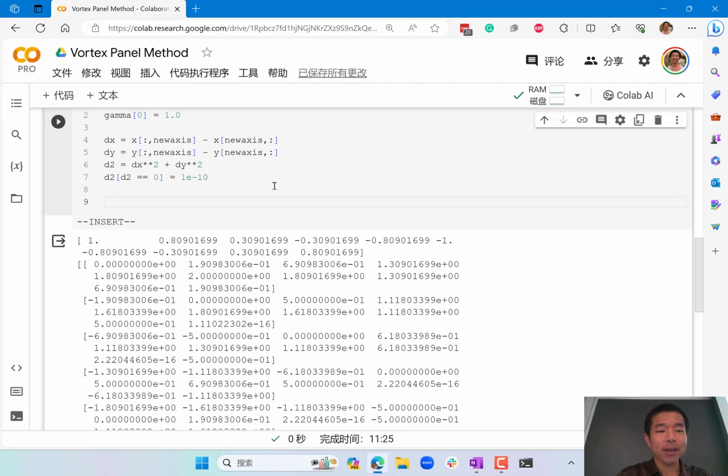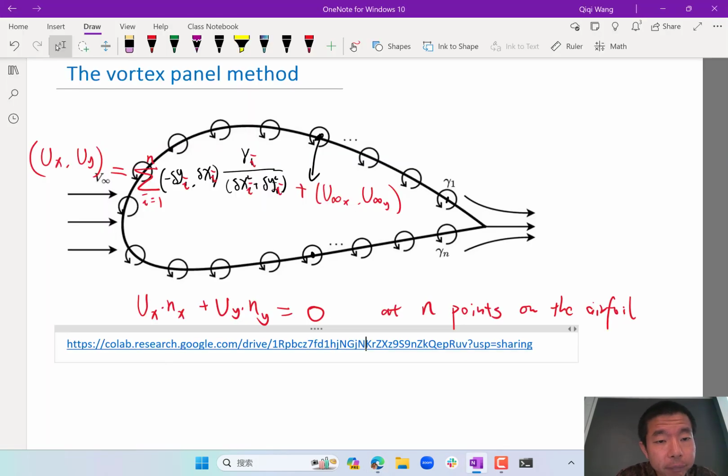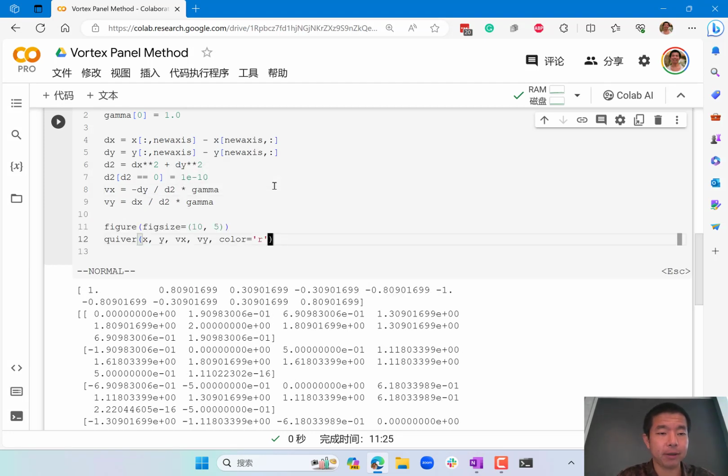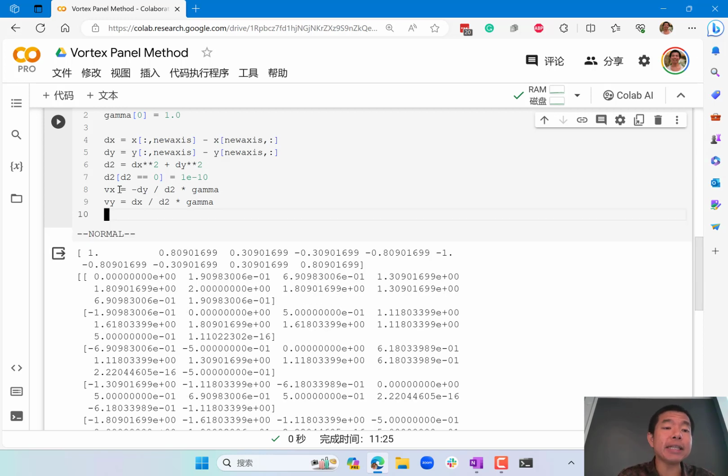All right. So then my Vx induced by each of these vortices is going to be minus dy divided by d squared, multiplied by gamma. This is going to be matrices. Each term in this matrix represents the induced velocity at one of the vortex locations by one other vortex. Make sense? The different rows represent the different observation points. The different columns mean the different vortices that are inducing the velocity.